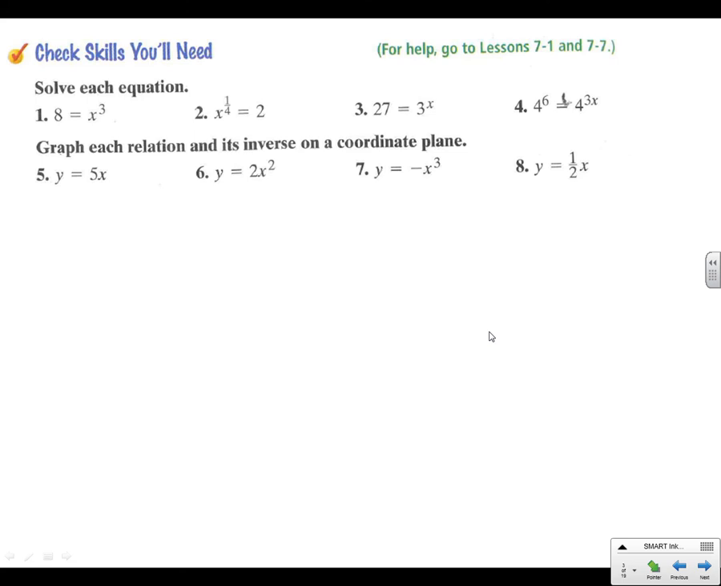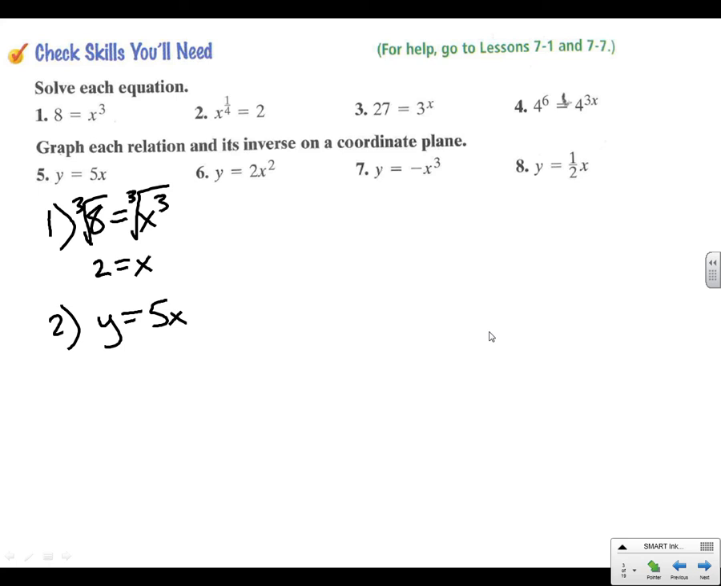But first things first, let's solve each equation and then graph some relations. So section 1, 8 equals x cubed. You guys know how to do this. Cube root it. 2 equals x. And then the second one here, y equals 5x.